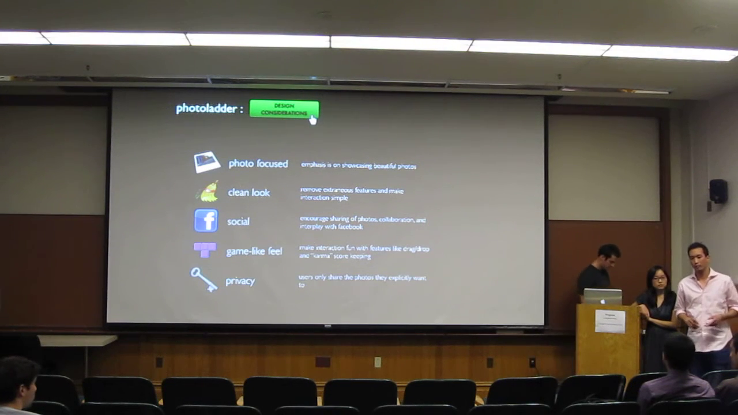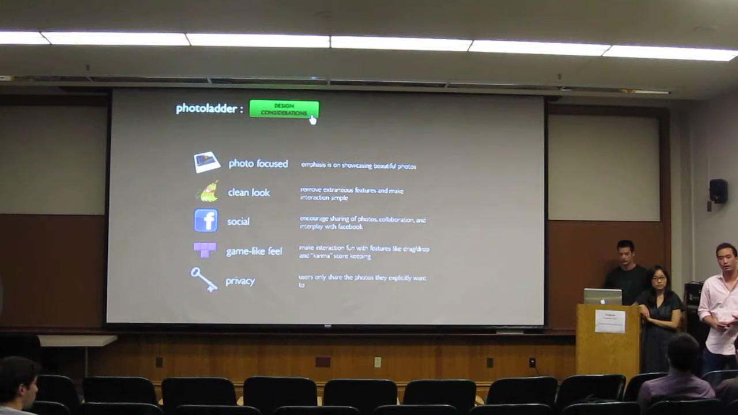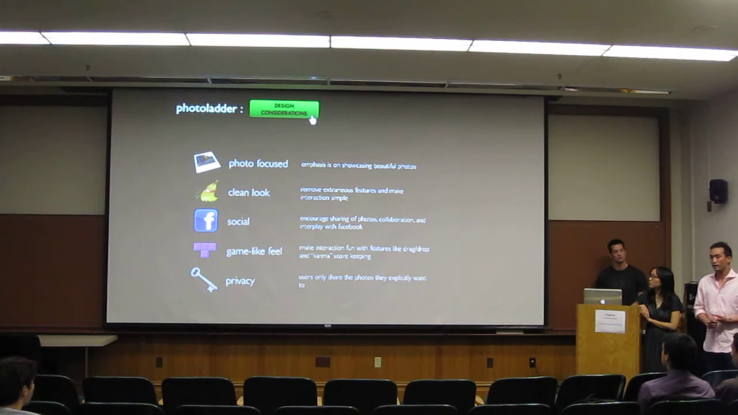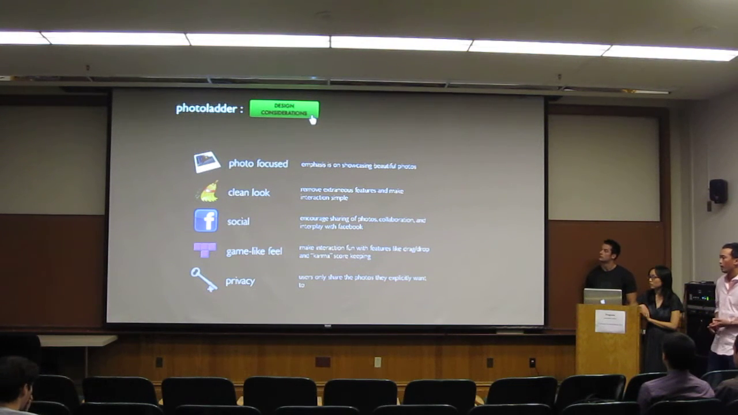So after all this brainstorming, benchmarking, and user testing, we came up with some design considerations that we wanted to think about in designing Photoladder. So the first, obviously, is we wanted the site to be photo-focused. So in order to accomplish this, we decided to implement a really clean look by removing extraneous features and also by making the user experience really simple. We also leveraged social not only to source the photos from Facebook, but also to allow users to remix albums and comment on photos. We also are really interested in a game-like feel for the site. Originally, we had a separate game section, but we ended up wrapping a lot of these features into the site itself in order to streamline the user experience.